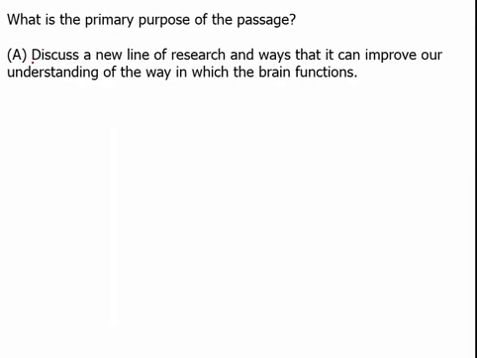So let's take a look here at the primary purpose of the passage followed by 5 answer choices, starting with A. Discuss a new line of research and ways that it can improve our understanding of the way in which the brain functions. I kind of like this new line of research, sure, about how the brain is more plastic than we thought, but let's be on guard. Let's not try to say, oh, I like this about the answer choice, therefore it's correct. Put on our analytical hats and see if we can find what's weak or rotten in this answer choice.